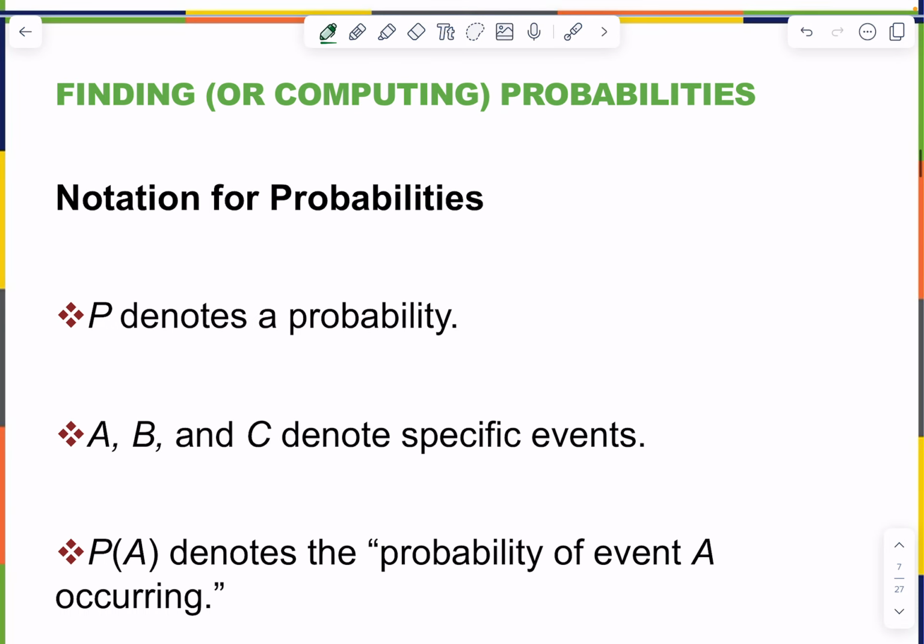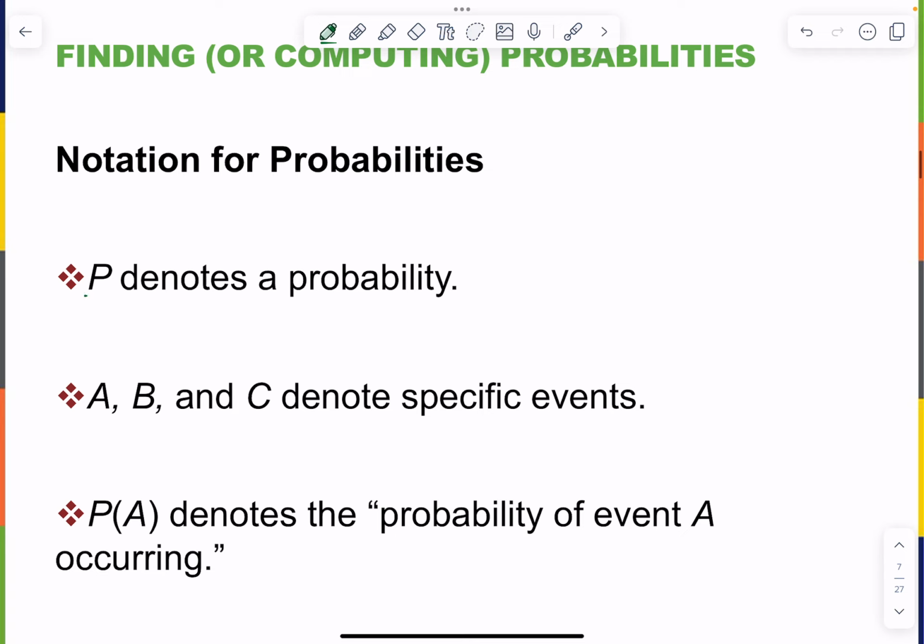Okay, finding or computing probabilities. Well, let's talk about some notation first. So we use the capital letter P as sort of a function to mean the probability of, and then we use A, B, and C to denote specific events, which are, remember, sets of outcomes. So we say P of A denotes the probability of event A occurring. Event A occurring meaning that an outcome of a single experiment is contained in the set A. What's the probability that the experiment will produce an outcome that is contained in the set A? That number is this probability.